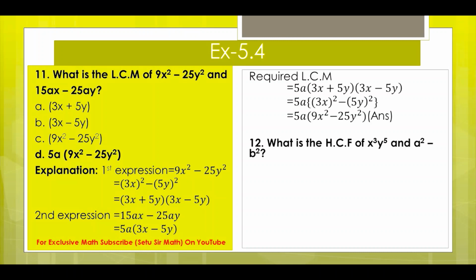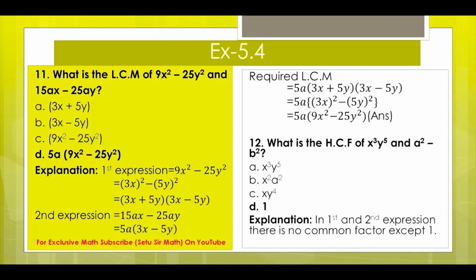So number 12, what is the HCF of x cube, y5 and a square minus b square? 1. This is the desired answer. As you can see already, in these two expressions there is no common factor except 1. That's why 1 is the desired answer.